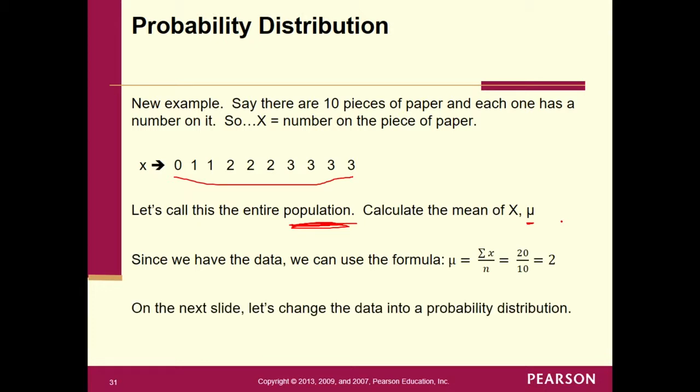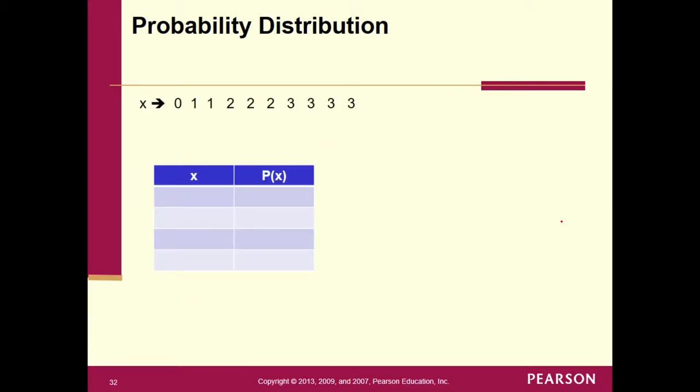All right? Now, on the next slide, let's change the data into a probability distribution. And that should actually be fairly simple. And so here are the values of x, and so we're going to put it into this table right here. And that's where the probability distribution will go. And so, what does the probability distribution do? List the values of x, and so what should be going in here? There should be a 0, a 1, a 2, and a 3, because those are the possible values.